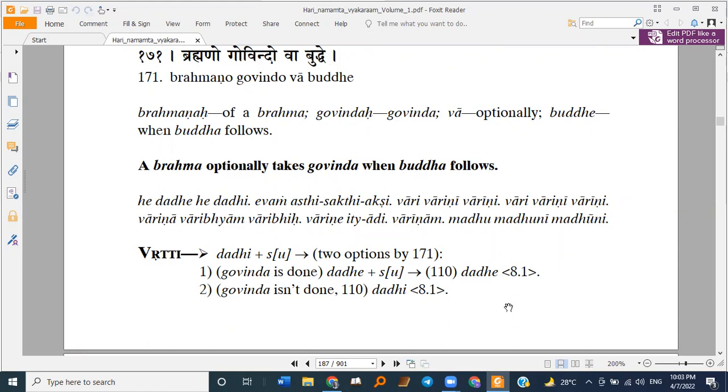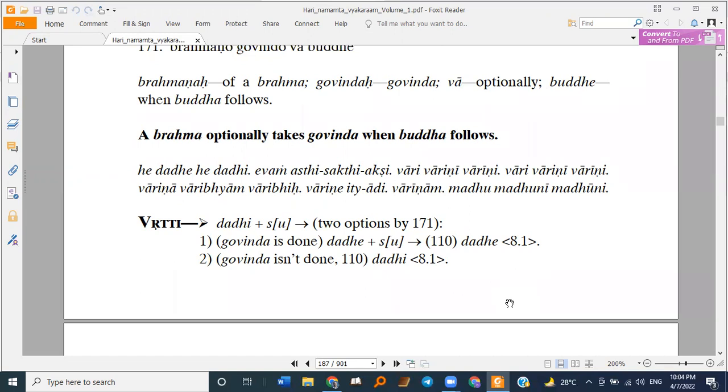I mean, Sambodhana in the neuter section sounds quite strange to me. Or maybe because everything is animate in Goloka, so that's why there is Sambodhana for them. Even here on the earth planet, because Sanskrit is a Dev Bhasha originally.